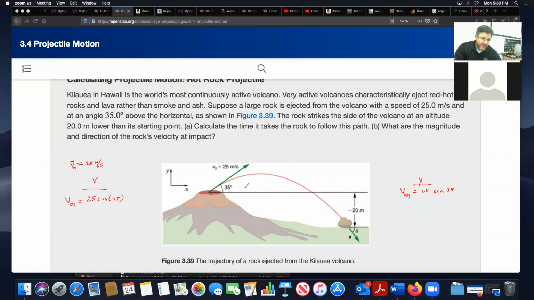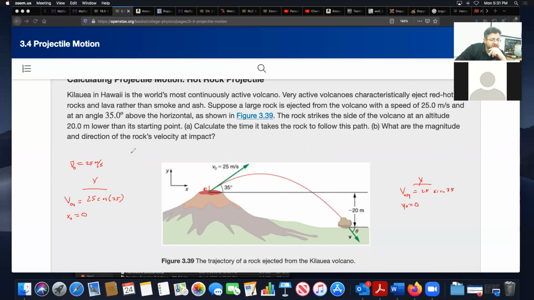Great. I'm going to define my 0 point. My origin is going to be right here because it drops to negative 20 below there. My origin in the x direction is going to be right here as well. So I know my initial x position, x0, is 0. And I'm going to say that y0 also equals 0. Important to know.